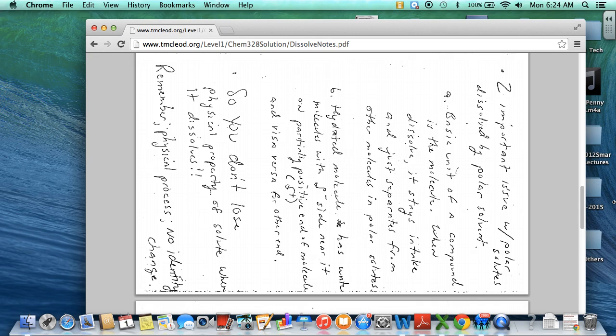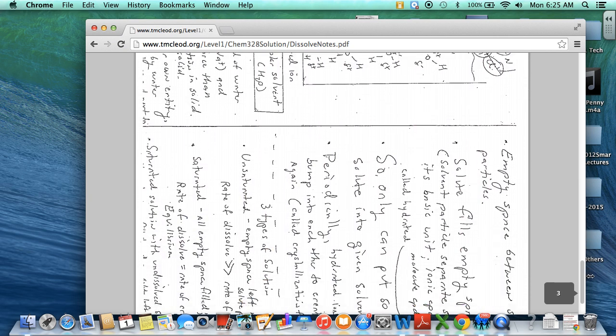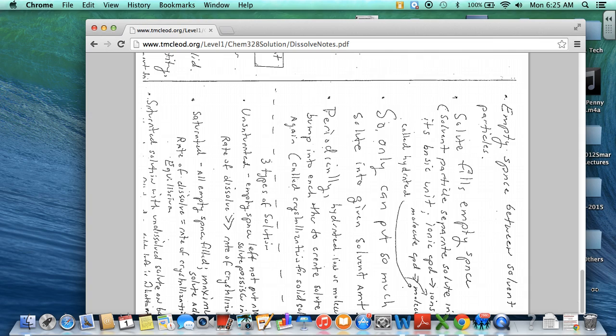I talked about the two important issues with polar solutes dissolving in polar solvents. The molecules stay as themselves; they don't break up. And then the hydrated molecule, since it has a partially negative and partially positive end, the water molecules are affected differently. Which end is closest to the molecule is different depending on which end of the polar solute molecule you have. And that's what that says. And then this one here is talking about the empty space, the fact that the solute base particle goes in the empty space. These three types of solutions, we'll talk about later.